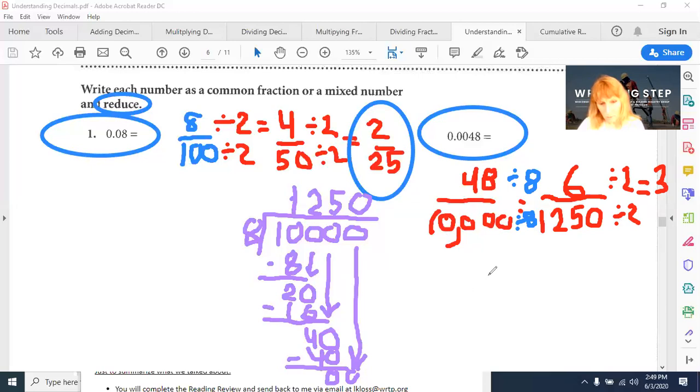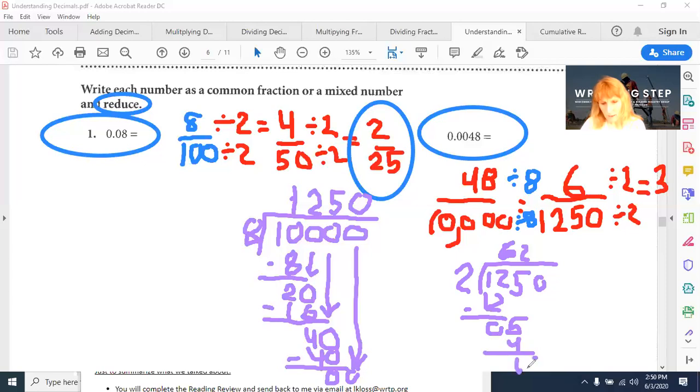So we have 1, 2, 5, 0, and we're going to divide by 2. You might have heard my dog in the background there because I'm recording this from home, so he barks here and there. So 2 goes into 12 6 times. 2 times 6 is 12. I bring that down. I subtract. I get 0, and I bring down my 5. 2 goes into 5 twice. 2 times 2 is 4. 5 minus 4 is 1. Bring down the last 0, which is 10. 2 goes into 10 5 times. So 625. So let's write that.